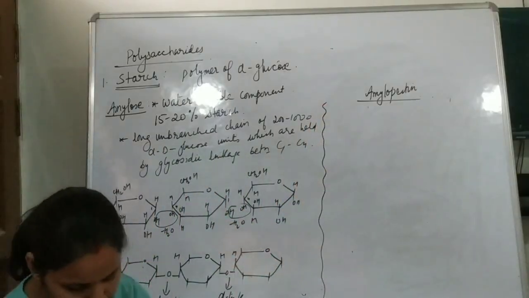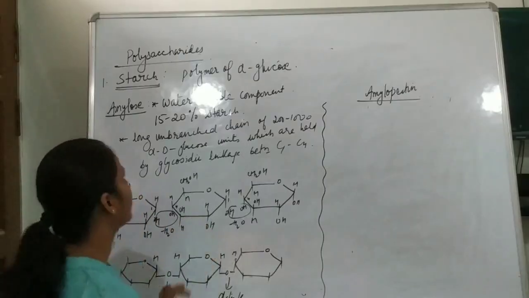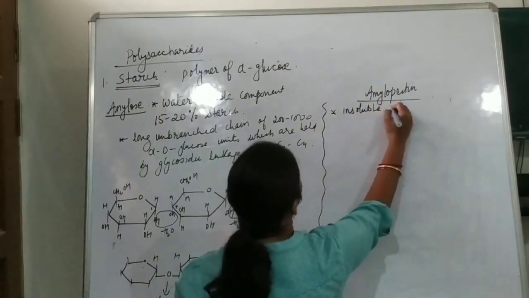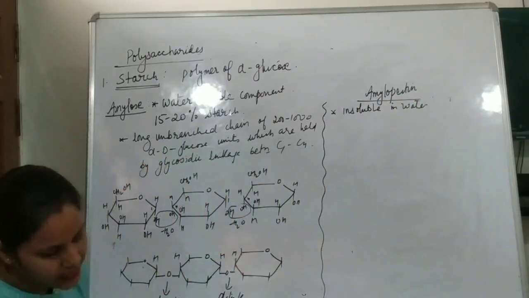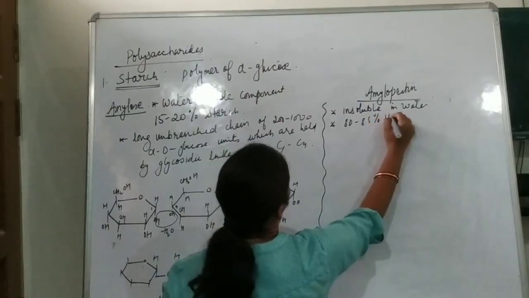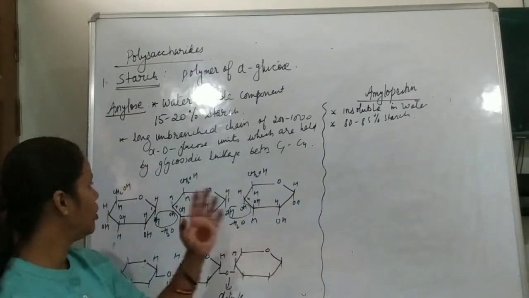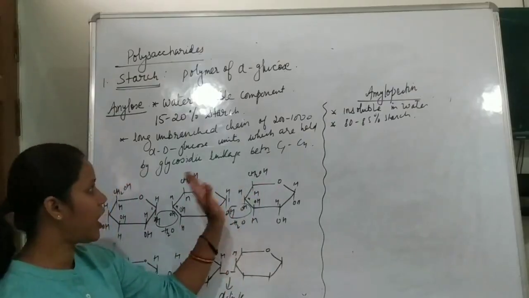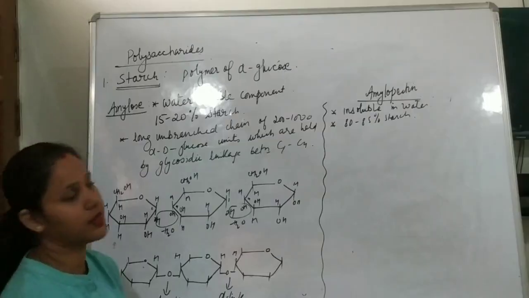What is amylopectin? Amylopectin is insoluble in water. This was soluble, this is insoluble in water, and it contains around 80 to 85% of starch. It has a carbon chain with linkage of carbon 1 and carbon 4, but the branching takes place between the first carbon and the sixth carbon.